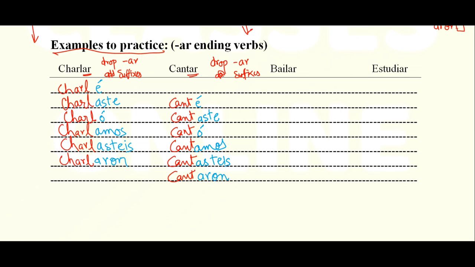Another verb is bailar, to dance. Again, we have to drop AR here and add suffixes: é, aste, ó, amos, asteis, aron. These suffixes are for AR ending pretérito indefinido verbs. Bail, root word. Bail 6 times again. We'll add suffixes in blue. Bailé, bailaste, bailó, bailamos, bailasteis, bailaron.